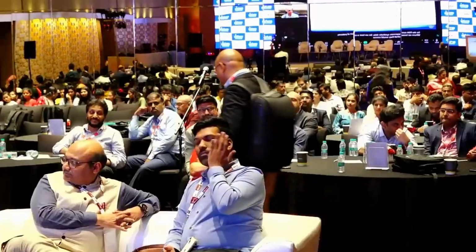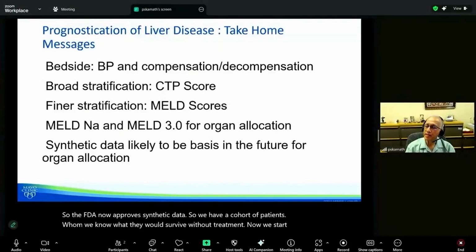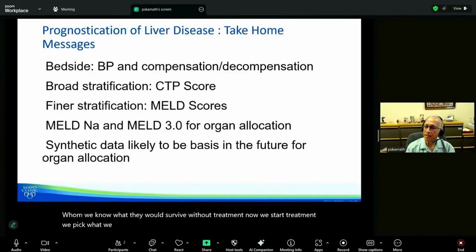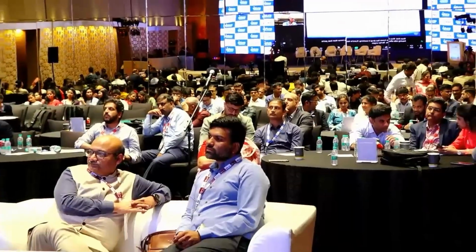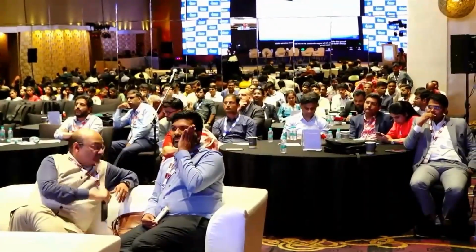Now we start treatment. We pick what we call nearest known neighbors. If you're doing better than that, then we know the drug is working. If you're doing worse than that, you're having side effects. For organ allocation, all we can do is work with the UNOS system. What we have to try and do is work even better on the UNOS system.